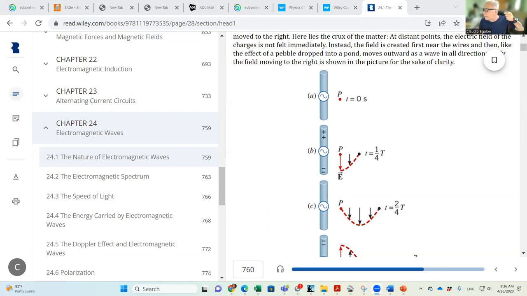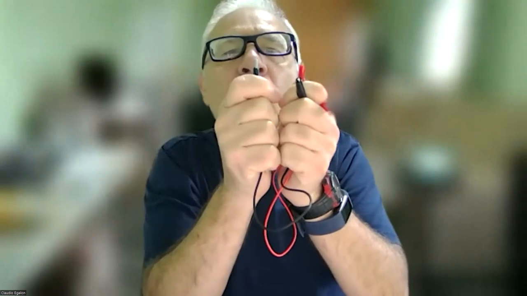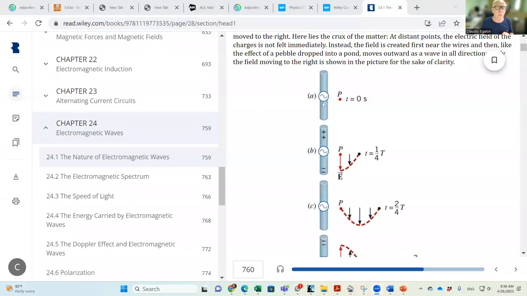Here you go. Here are two copper wires. I plug one in one polarity of the outlet, and I plug this other one in the other polarity of the outlet. The moment I do that, those two ends of my wire are going to behave like an antenna, just like you see in this illustration here of the book. Here's where you plug into the wall. Here's one end of the wire, here's the other end of the wire.